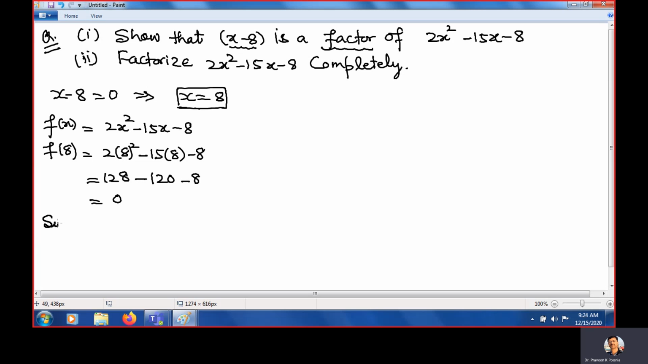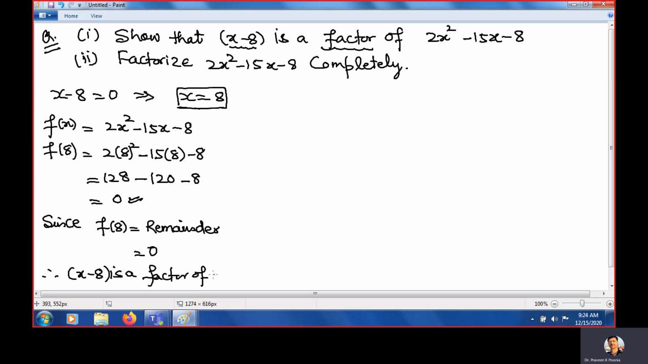Clear? So what will we write? Since f(8), and what we call f(8) is the remainder. By the remainder theorem, this is the remainder and this is 0. The remainder is 0 here. Because the remainder is 0, therefore x − 8 is a factor of 2x² − 15x − 8. This is part 1. Now if you want part 2, this is how to factorize by the long division method.